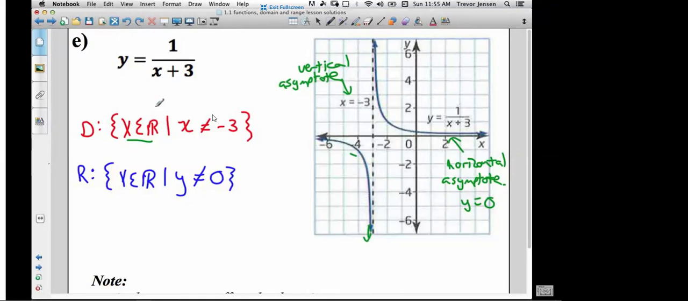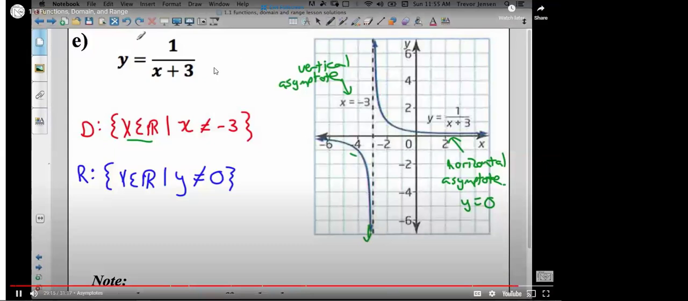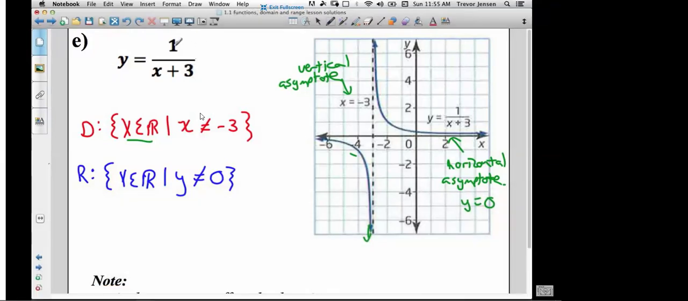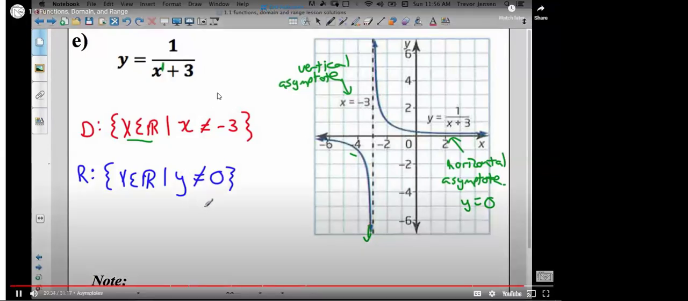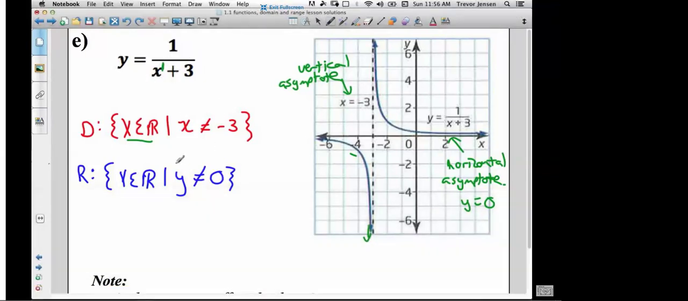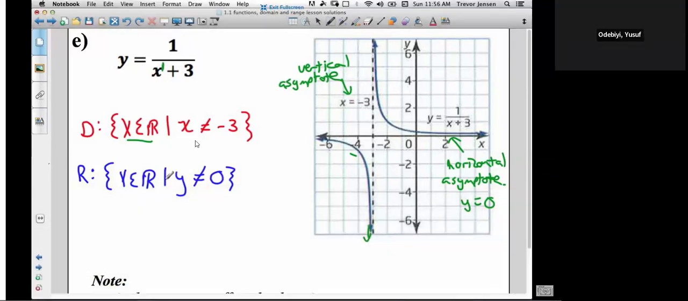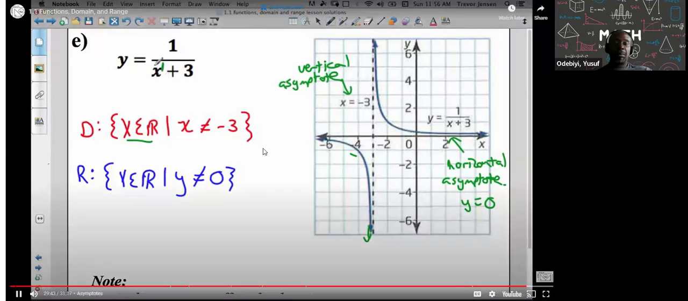And there will always be a horizontal asymptote at y equals 0 if the denominator of a function is a higher degree than the numerator. The numerator in this case is degree 0, the denominator is degree 1, the variable has an exponent of 1. Therefore, there's going to be a horizontal asymptote at y equals 0. There is no x value you could plug in that would make y equal 0. You can get really close. You put in a really, really big x value.